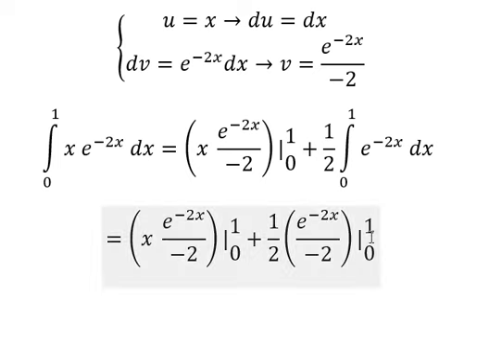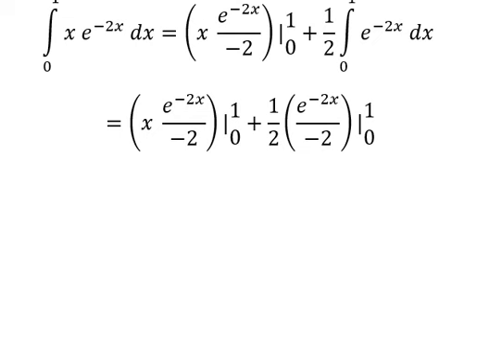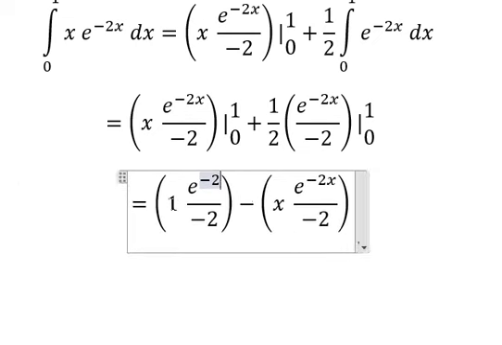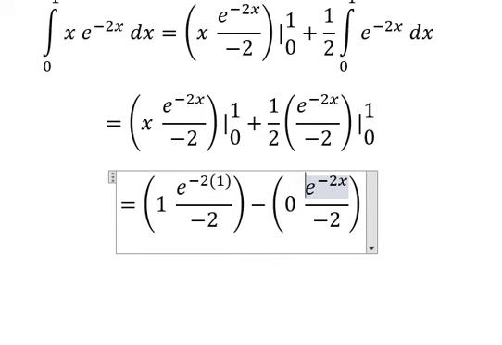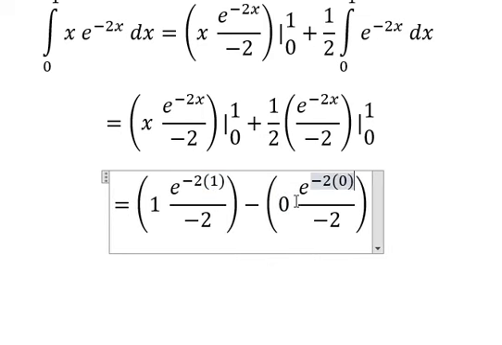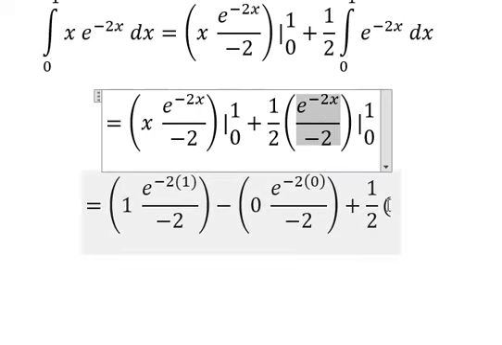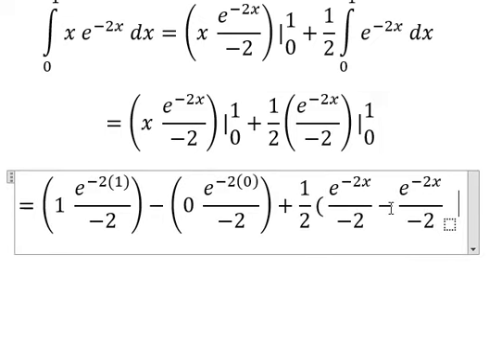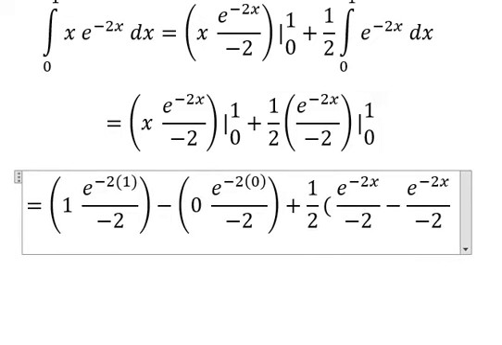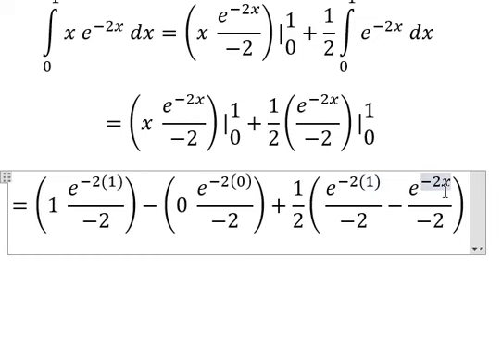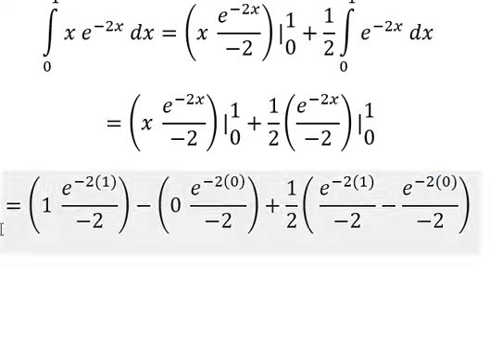Now we put 1 and 0 going here. Now we simplify this one, and we have like this.